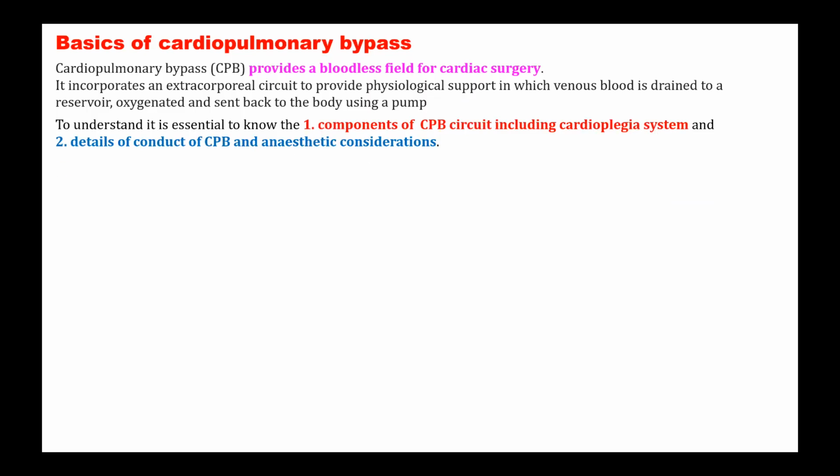Now, what is the CPB circuit? What are the components of the CPB circuit? Pump, oxygenator, heat exchanger, reservoir, cardioplegic system, venous filters and tubing. Very good. To remember that, if you remember the steps of the surgery in cardiac open heart surgeries, then you will be able to give them in an orderly fashion.